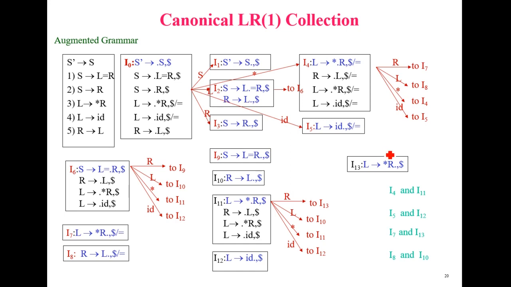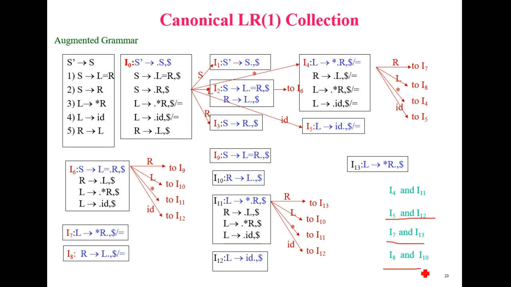So this is the canonical LR1 collection of the CLR1 table. Here we are identifying the sets which have the same core part. See here, in I4 we have 4 rules, in I11 we have 4 rules, and the same rules are presented here. The only difference is the look ahead of I11 is $, and the look ahead symbols of I4 are $ and equal to. So we can merge these two sets. Similarly, we can merge 5 and 12 because the core parts are the same, 7 and 13, 8 and 10.